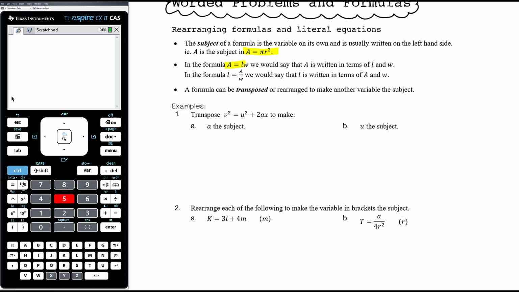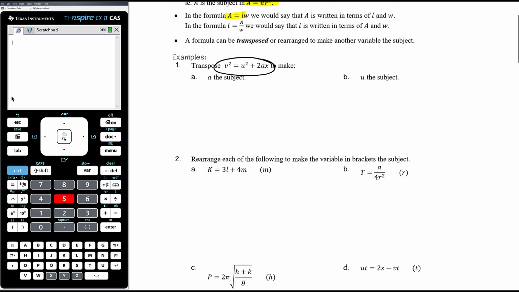That's something that's commonly asked for down the track: express the volume in terms of x. I find a number of students get confused and try to get their equation as x equals, but it's asking you for volume, so V equals, in terms of x. Your expression for volume will involve x, okay? A formula can be transposed or rearranged to make another variable the subject. Okay, so let's have a look at these examples.